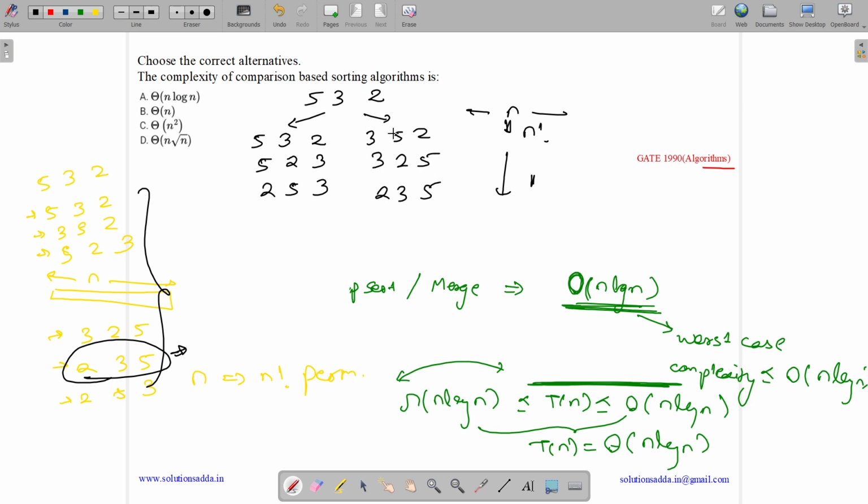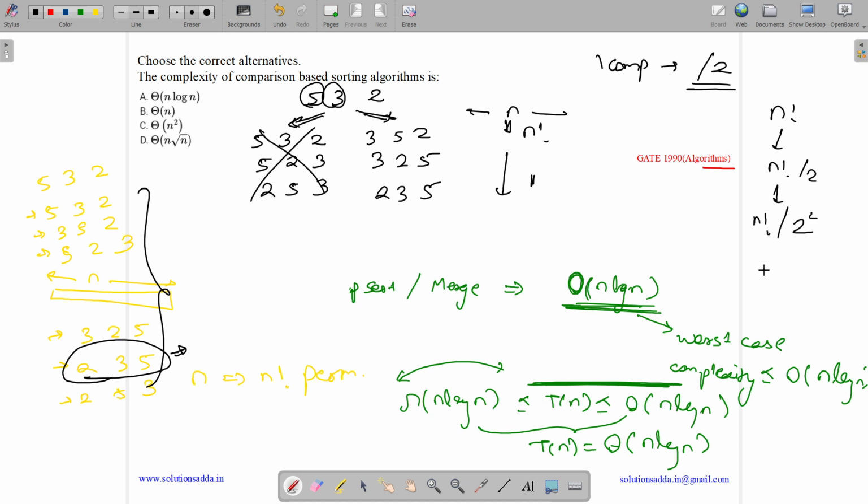Here we can see 3 comes before 5. Here 5 comes before 3. So when we compare 5 and 3, we come to know that 3 is less than 5, so we know that this set is discarded. Which means every time, using one comparison, we are dividing the set by 2. If it was n factorial, then after one comparison it will become n factorial by 2. After two comparisons, it will become n factorial by 2 squared. Then it will boil down to 1 at the end.